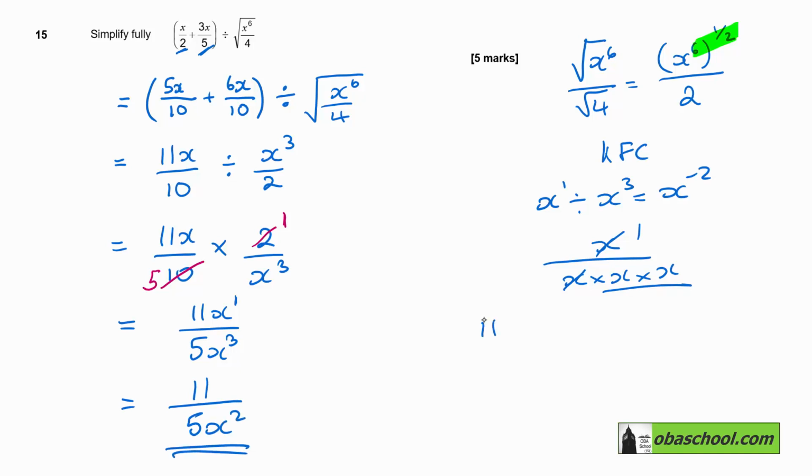Note that 11x to the negative 2 over 5 and 2.2x to the negative 2 and 2.2 over x squared were all accepted answers.